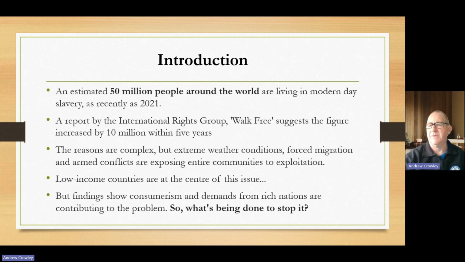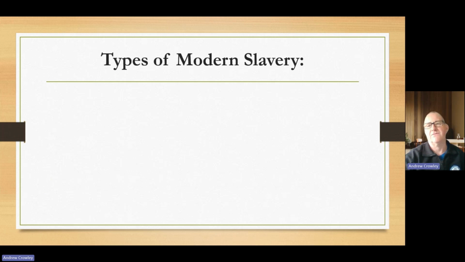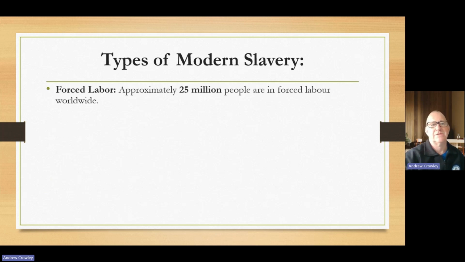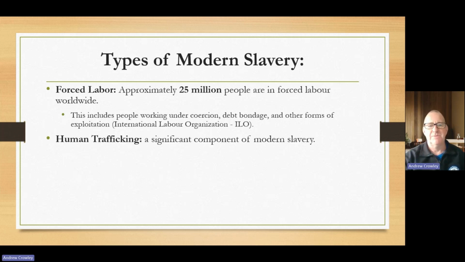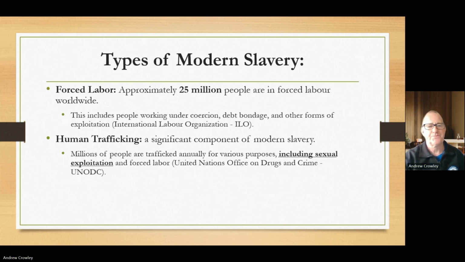So what's being done about it? What can we do to stop it? Well, what types of modern slavery are there? Let's begin with the obvious, the forced labour. Approximately 25 million people are in forced labour worldwide, and this includes people working under coercion, debt bondage, and other forms of exploitation. There's human trafficking, and this is a significant component of modern slavery today. Millions of people are trafficked annually for various purposes, including sexual exploitation and forced labour.